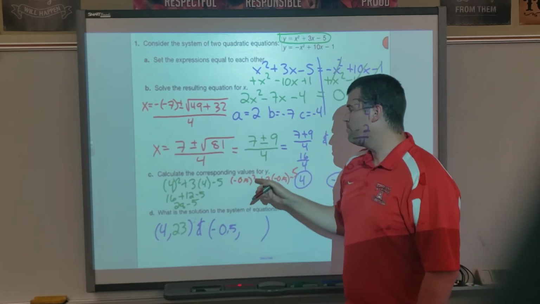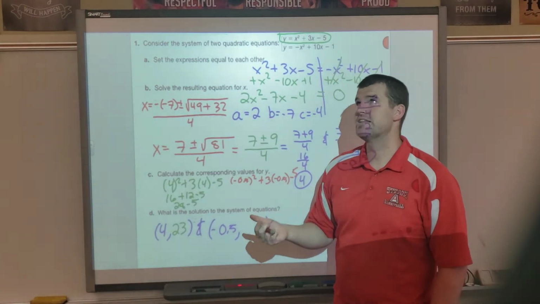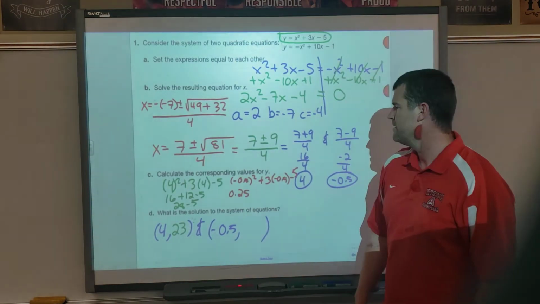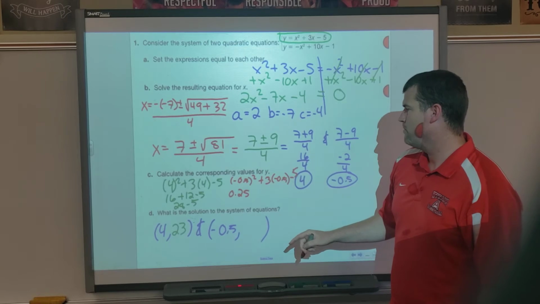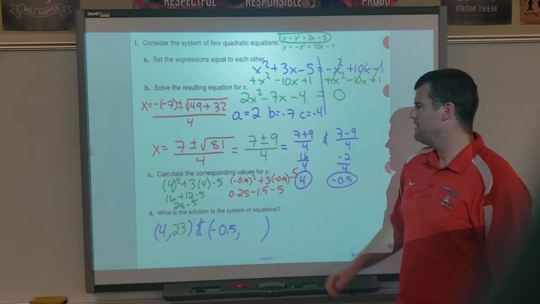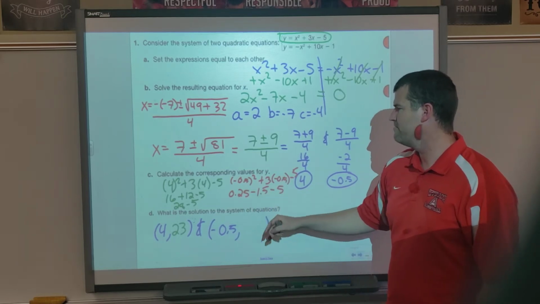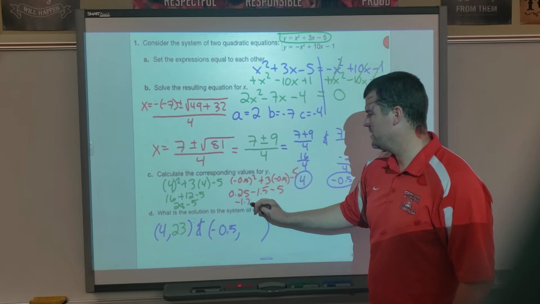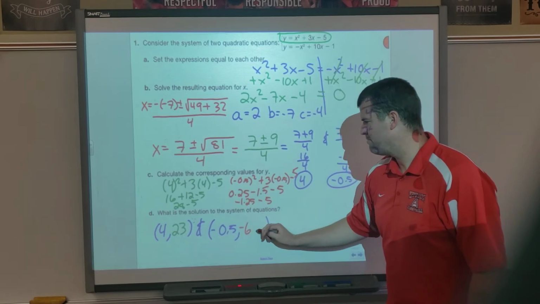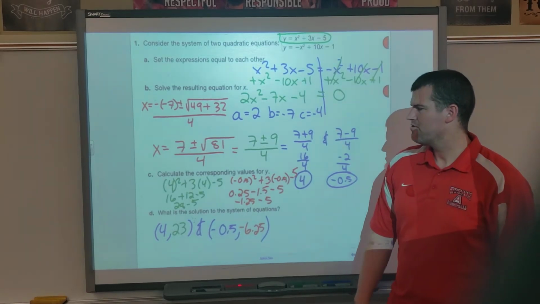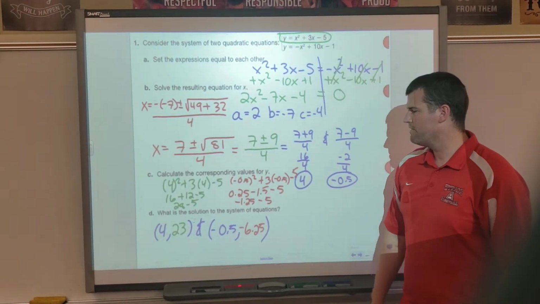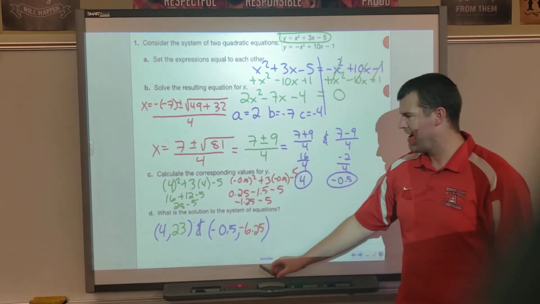If I do negative 0.5 squared, I know it's going to be a positive, and half of a half is a quarter, so this is 0.25. 3 times negative 1/2 is negative 1.5, and then minus 5. 0.25 minus 1.5 is negative 1.25. And if we subtract 5 from that, we get negative 6.25. So these two graphs will cross at (4, 23) and at (negative 0.5, negative 6.25).